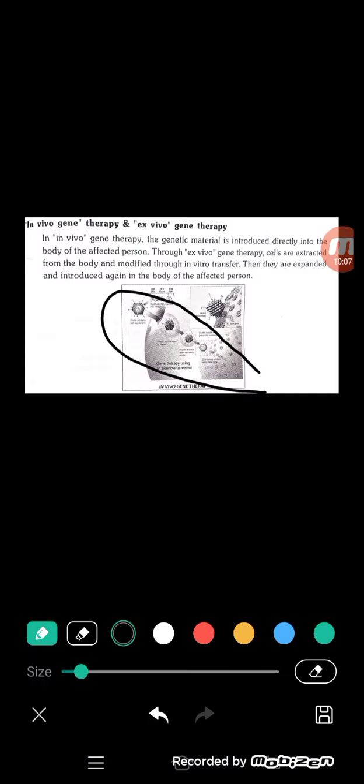This one is a method where something from the outside of the body is directly inserted into the inside of the body. Now, ex vivo gene therapy: first of all, cells are extracted from the human body and placed in the laboratory. Then they are modified and introduced back into the body of the person who is affected with the disease. That is called ex vivo.